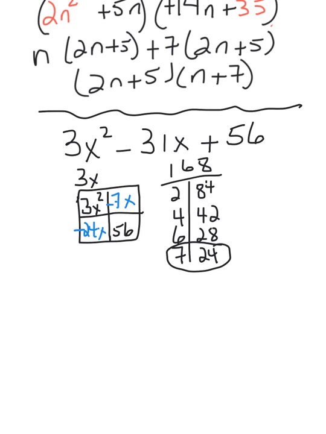So from my first column, I'll be able to factor out 3x. The next column, I'm going to be able to factor out a negative 7. And this first row, 3x squared and the negative 7x, I could factor out an x. And in the last row, I can factor out an 8, so I'm going to factor out a negative 8. So my two binomials are going to be 3x minus 7, x minus 8. And that's it.